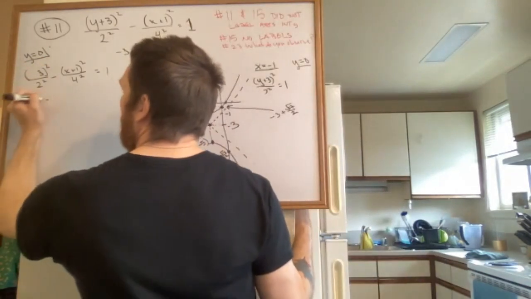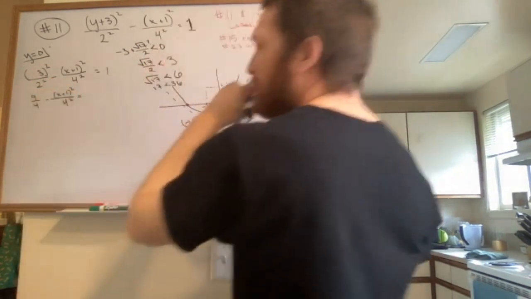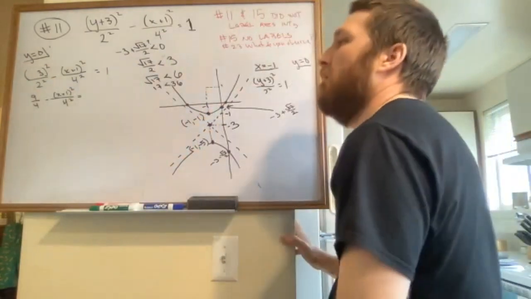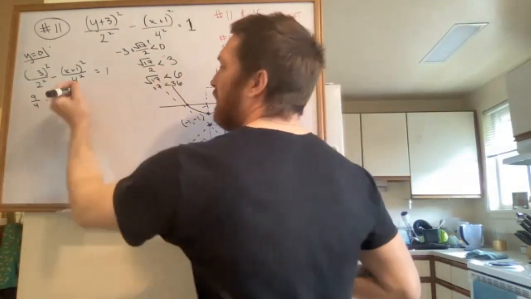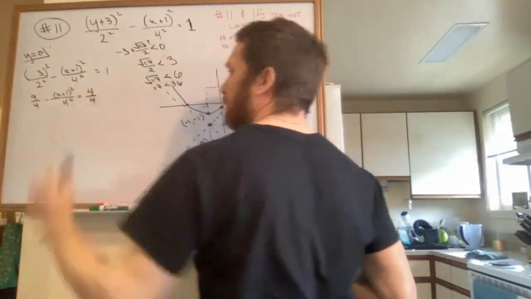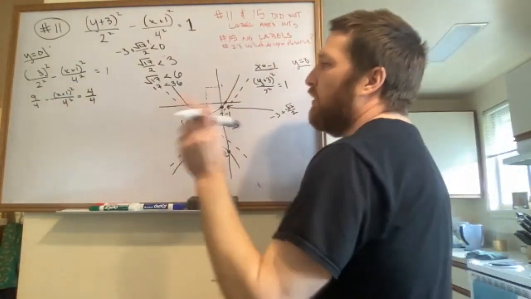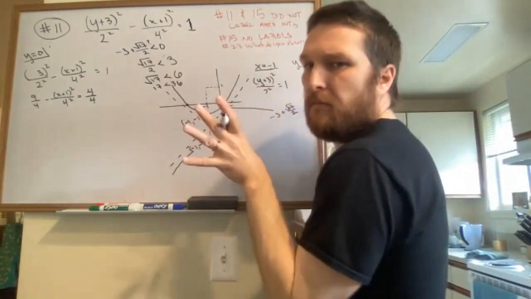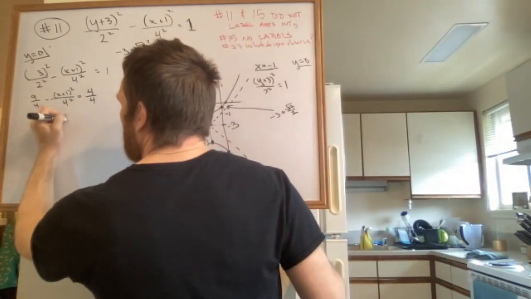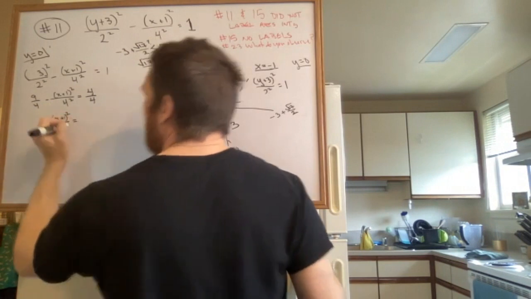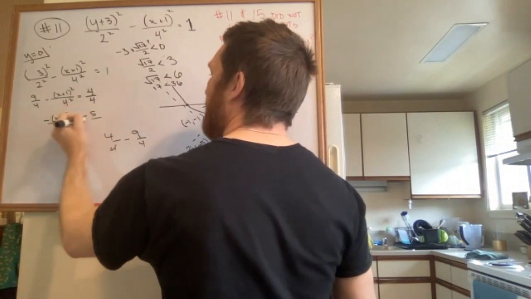This is the same as 9/4 minus x plus 1 squared over 4 squared equals 1. But I'm going to say instead of 1, I know what I'm about to do. I'm about to take that 9/4 over. So why don't I write 1 as 4/4? So now I'm going to subtract 9/4 from both sides. Are you good up to here? Yes. Okay, so I'm going to subtract 9/4 from both sides. That gives me negative x plus 1 quantity squared over 4 squared equals 4/4 minus 9/4, which is negative 5/4.